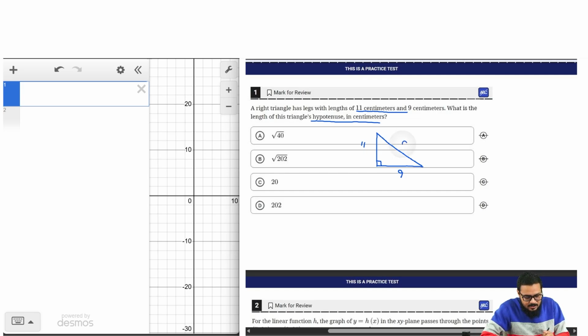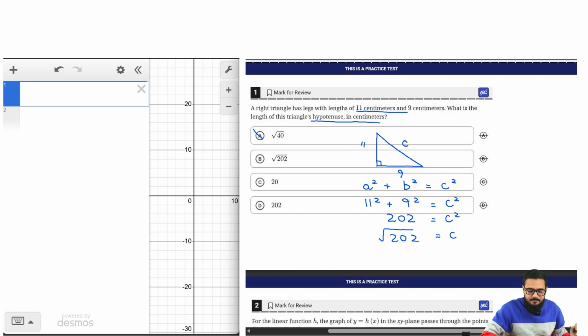So that's my c. The formula that represents Pythagoras theorem is always a square plus b square equals c square, right? I know the value of a, that's 11 square, plus b, that's 9 square, is equal to c square. Then you have 121 plus 81, that's 202, is equal to your hypotenuse square. If you take square root on both sides, the value of c would come out as under root 202, and that's mentioned in answer option A. So the first question is basically on Pythagoras theorem, a simple one.